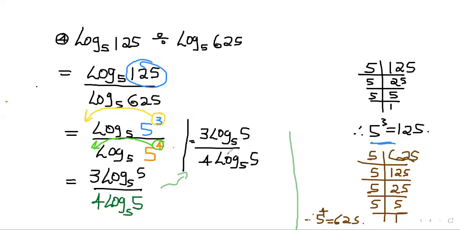You can just say log 5 cancels log 5, that one, you see. Then you'll be left with what? Log 5 base 5 cancels log 5 base 5. Your final answer will be 3/4. You get to see that. So 3/4 is the final answer. Even if you say log 5 base 5 is 1, you know that it will be 3 times 1 is 3, 4 times 1 is 4. So the final answer is 3/4.